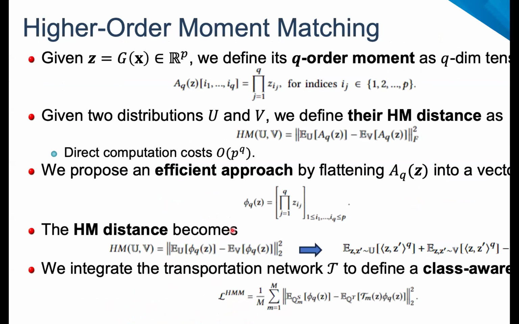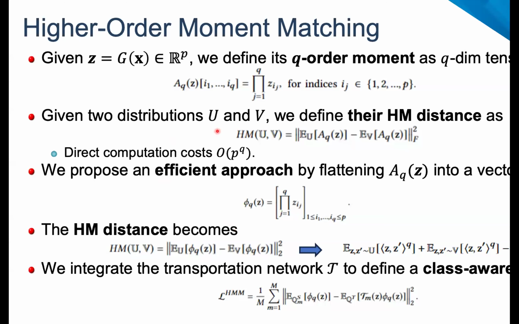To further mix up the source and target domain in the latent space, we also propose a high order moment matching term. So let me walk you through that term. Given latent representation z equals x, we define a Q order moment as a cubic tensor. Basically, an element corresponding to indices i1 to iQ in the tensor is defined as a product of elements in the latent representation here.